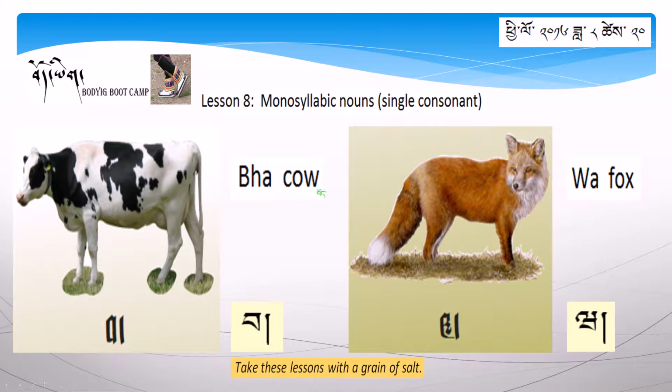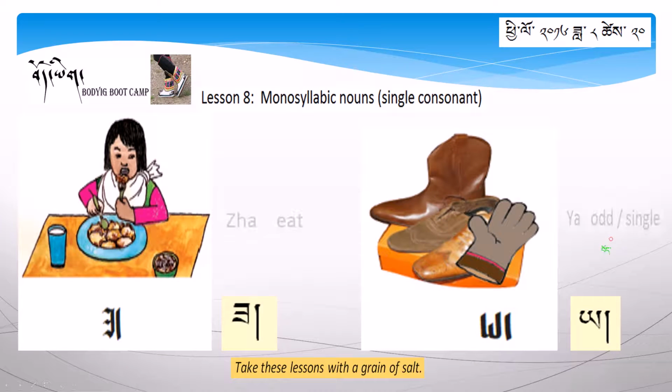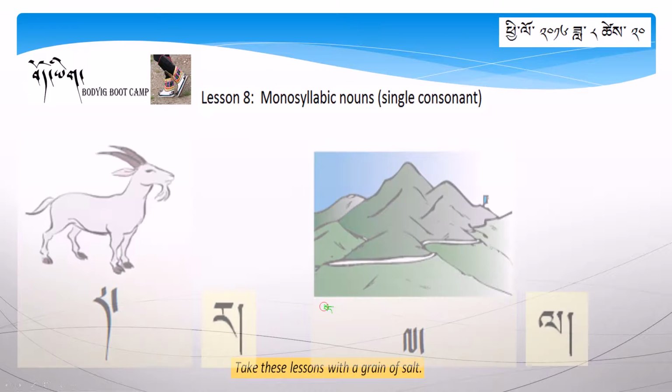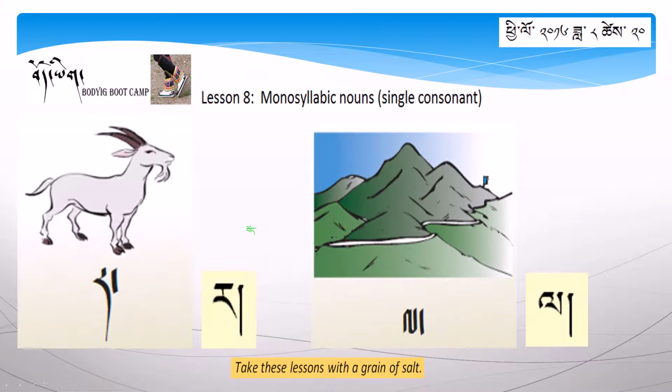Pa means cow, wa means fox. Sa means eat, ya means odd or single. So one is missing, right? Ya or single. Ra means goat, la means hill or mountain pass. So it's this kind of roads right here.